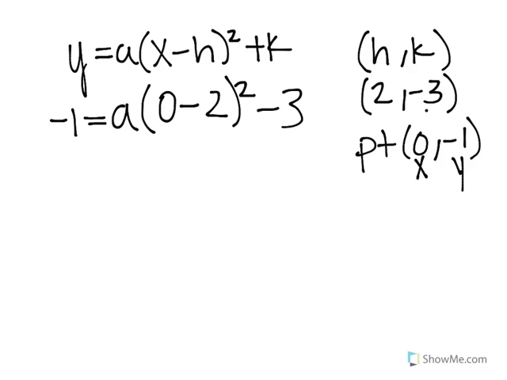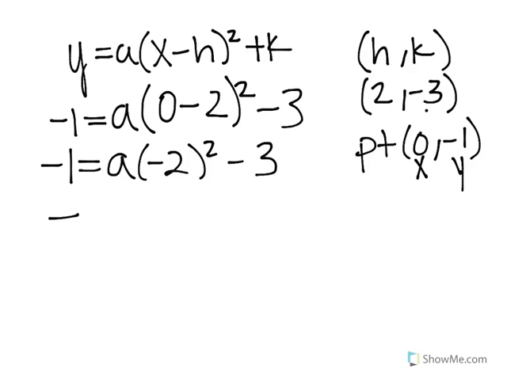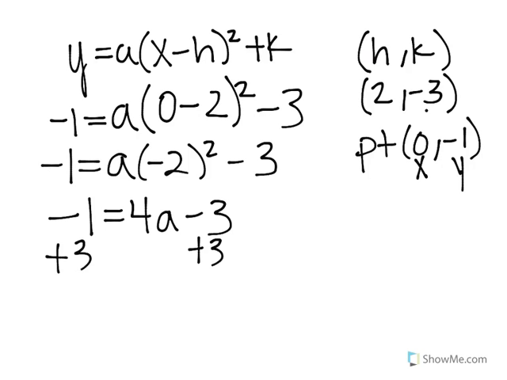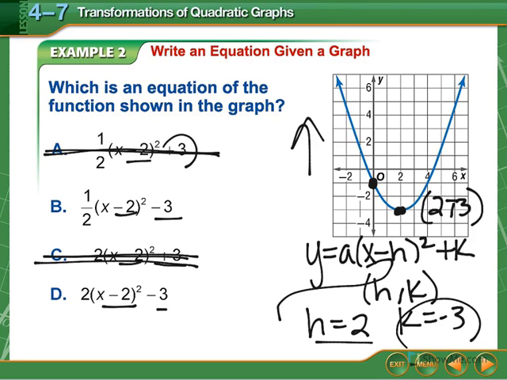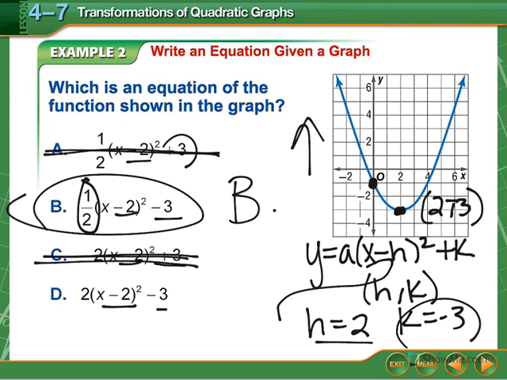Now we need to solve for a. We do our parentheses and exponents first, so we get negative 1 is equal to a times negative 2 squared minus 3. Negative 2 squared is 4, so we have negative 1 equals 4a minus 3. To solve for a, we have to add 3 to both sides. We get 2 is equal to 4a, and if we divide by 4 on both sides, we get a is equal to 1/2. So if we go back to our equation, we need our a to be 1/2, so the only one it could be is answer choice B.